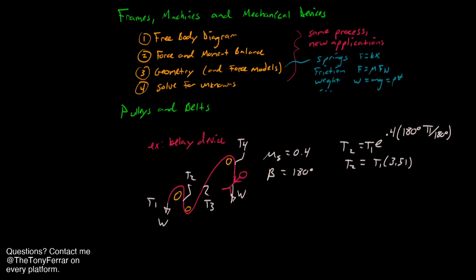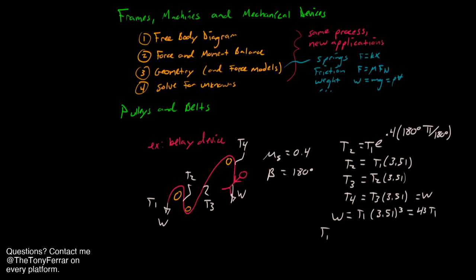Now, we do that again for the next pin, and we could similarly discover that T3 is equal to T2 times 3.51. And we could do it over the next pin, which tells us that T4 is equal to T3 times 3.51. But it's also equal to W. If you start adding these together and subbing things in, you discover that the weight is equal to T1 times 3.51 cubed. In other words, 43 T1. I get a 43 times reduction in the force.